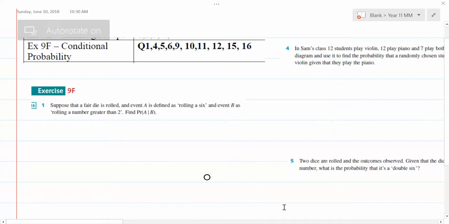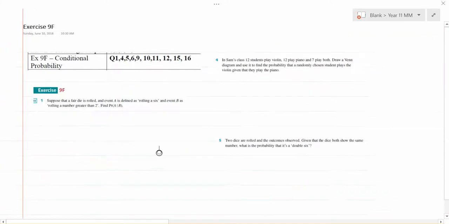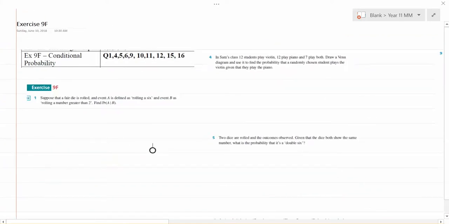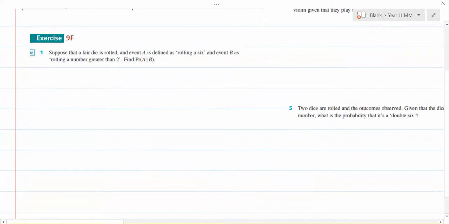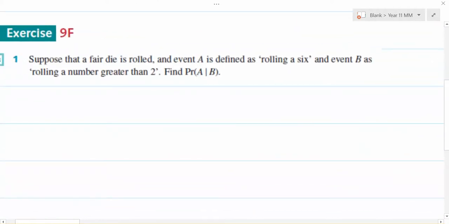Okay, Year 11s, I'm going to do exercise 9F conditional probability today. So these are the questions I've set: 1, 4, 5, 6, 9, 10, 11, 12, 15, and 16. And those are the questions I'm going through today as well. So let's have a look at the first one.